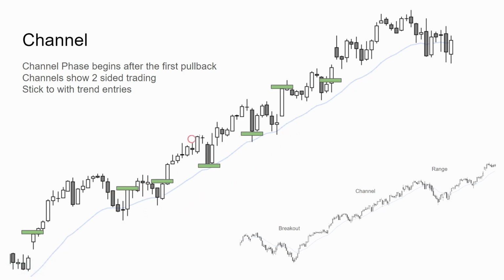This is a really strong channel, so it's hard to count legs. In good trends, we don't really count legs. We have to just wait for that exhaustion or get out when the risk gets too big, because leg counting can go on forever. I'm sure we've all tried to short the uptrend. So channel phase begins after the first pullback. Channel shows two-sided trading, and we stick to with-trend entries.